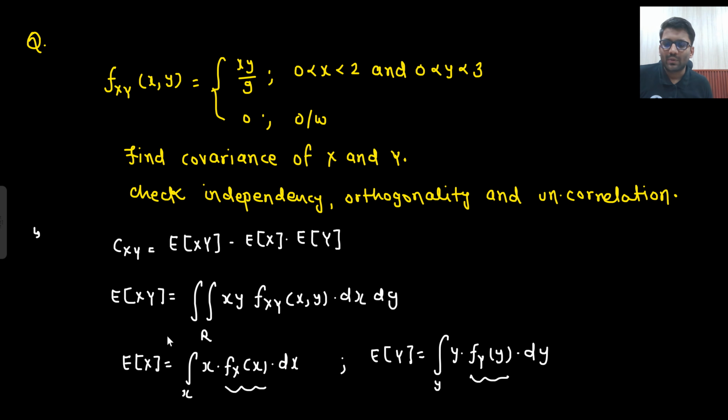Next, I need to care about expectation. I need to care about orthogonality now. Right? I need to care about orthogonality. So from here, what do I need to find? Expectation of xy. Because if your expectation of xy is coming out to be 0, then you can say that it is orthogonal, right?